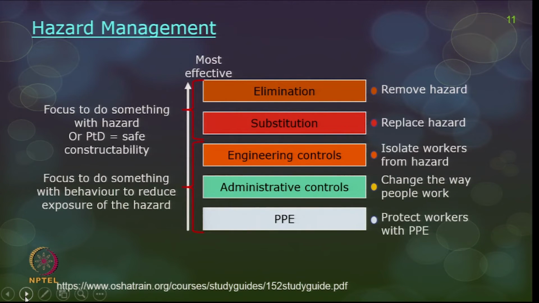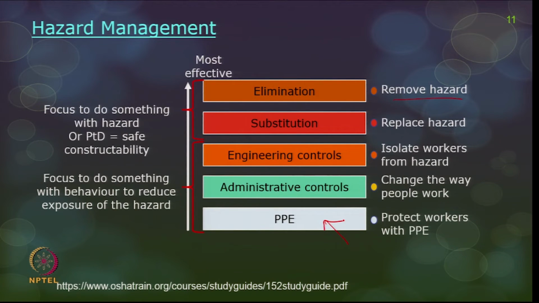If you see here, this is actually a 5-step process on how to manage the hazard. Number 1, elimination, which implies remove the hazard. Number 2, substitution, replace the hazard. Number 3, engineering controls, isolate the workers from the hazard. Number 4, administrative controls, change the way people work. Last one is PPE, protect the workers with the PPE. At least this will minimize the damage to the workers.